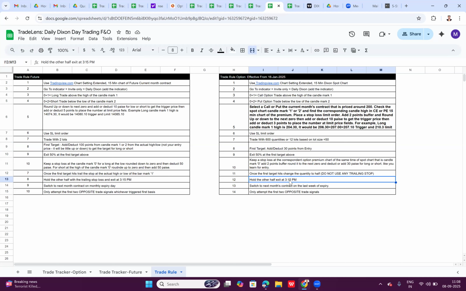Close of 3:15, sorry, the close of the 3 p.m. candle is 3:15. So the remaining 50% quantity we have to book at the close of the 3 p.m. candle, meaning at 3:15 p.m. In this way, we have to trade.